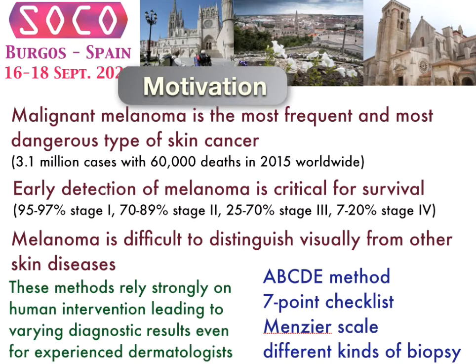But one of the problems is that melanoma is very difficult to distinguish visually from other skin diseases, such as carcinoma and other problems. So basically, the methods we have to identify melanoma, such as the ABCD method, the 7-point checklist, the Menzies scale, and different kinds of biopsy, rely strongly on human intervention. One additional problem is that the diagnostic results change from dermatologist to dermatologist. So they strongly rely on experienced dermatologists, but even in this case, they can vary from person to person.